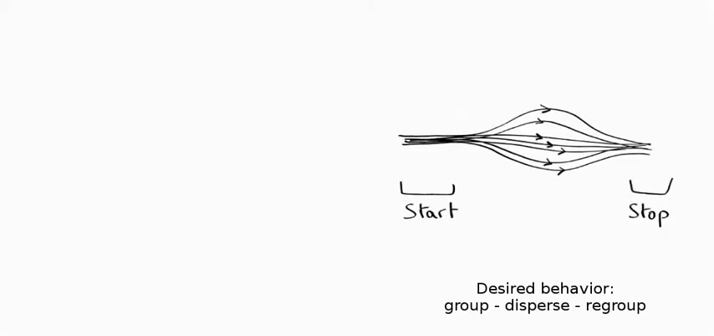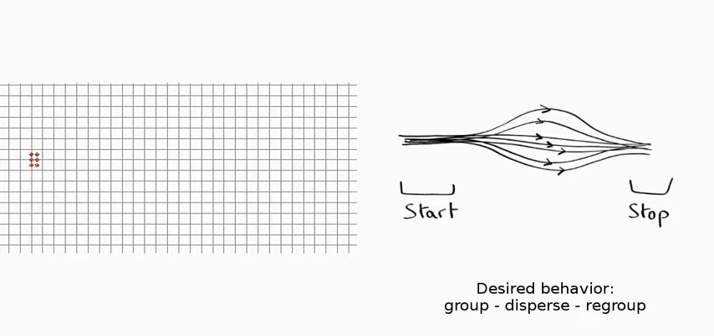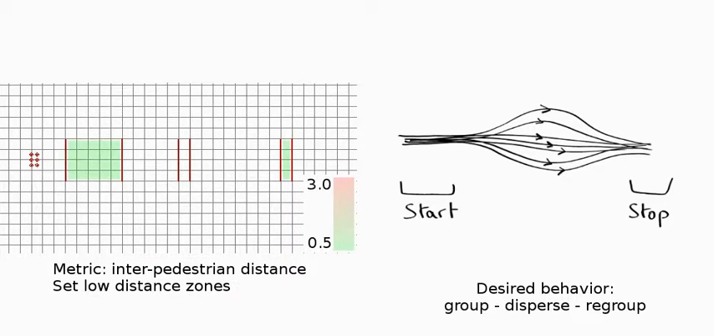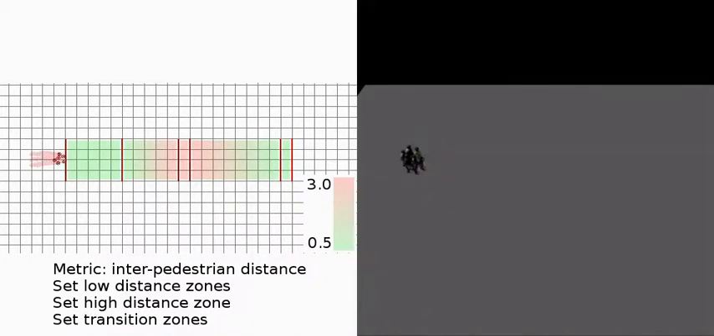In our first example, we want to control the size of a group of agents. We want them to start out grouped, then disperse, and then regroup. We can do this by using the interpedestrian distance metric. First we set zones with a low distance between agents, then the zone where this distance should be highest, and then the zones which will serve as transitions. Note that the 3D animation on the right was rendered using the Golem Crowd plugin for Maya.